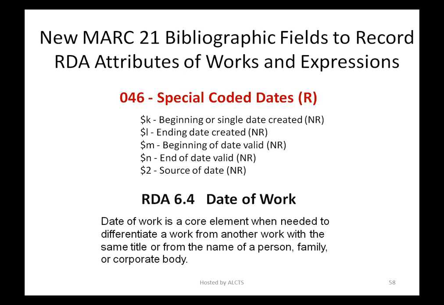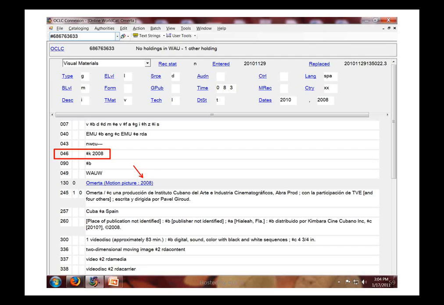This is an actual RDA record from the test. And it's a film called Omerta. And there are other films called Omerta, so the date is used in the access point to differentiate it. But because you need that date to differentiate it, it is also a core element, and that element is recorded in MARC field 046 in the subfield K.